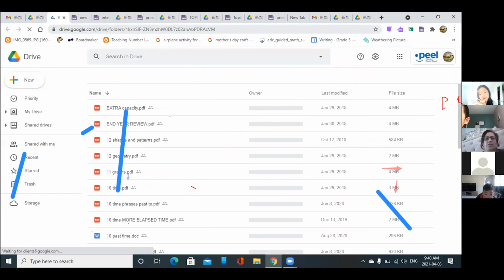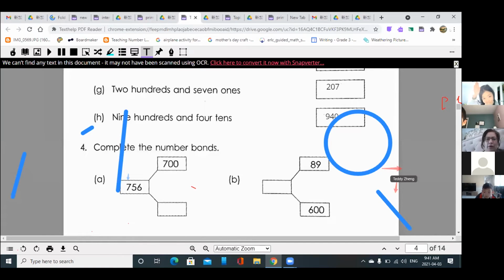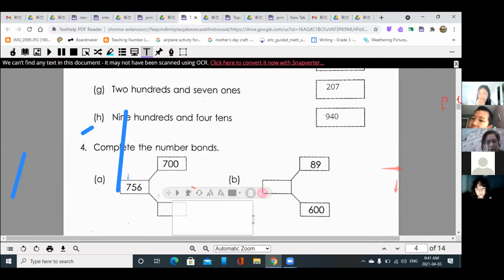Okay. So we're doing number bonds and we're back on this right over here, boys and girls. I want to ask you something. So again, we have 756. We have a given bond, which is 700. It's missing its partner. So what would be the partner, Leah? 56. Absolutely. 56 is right. It is so right that I'm going to write it right here.